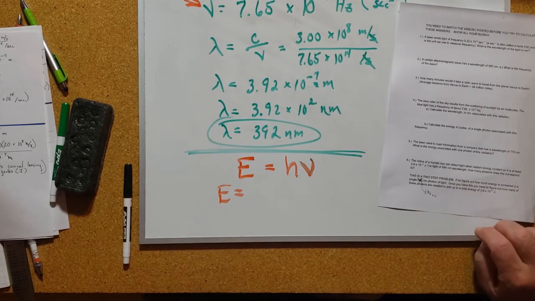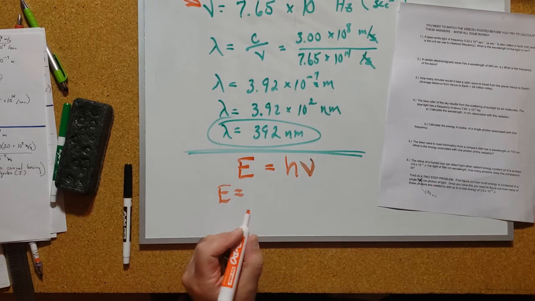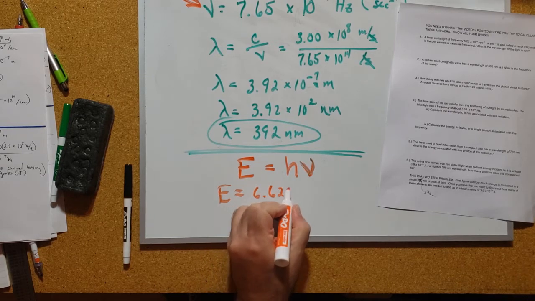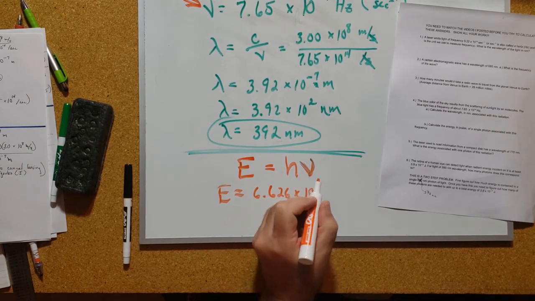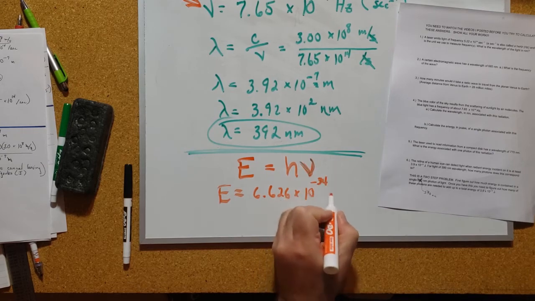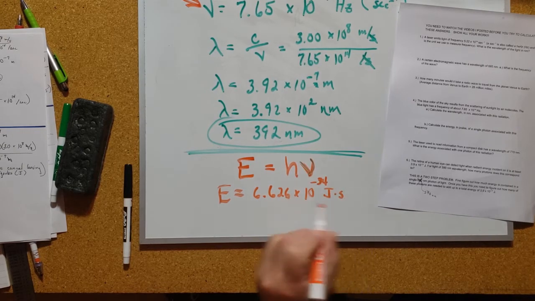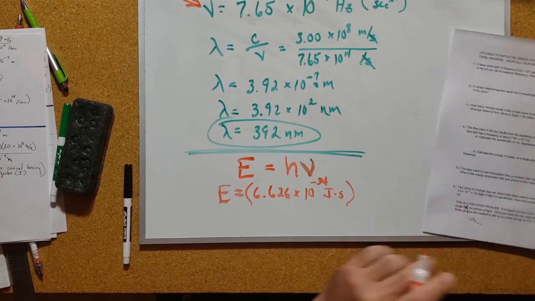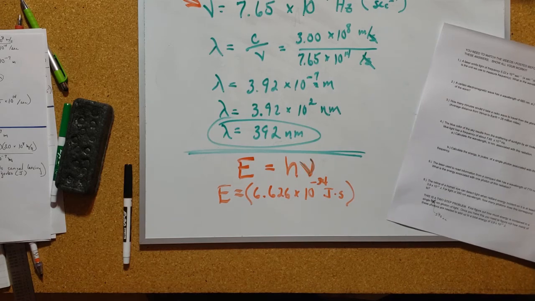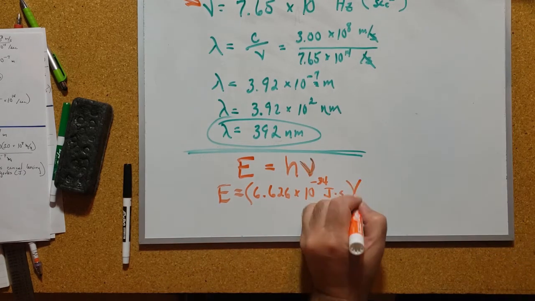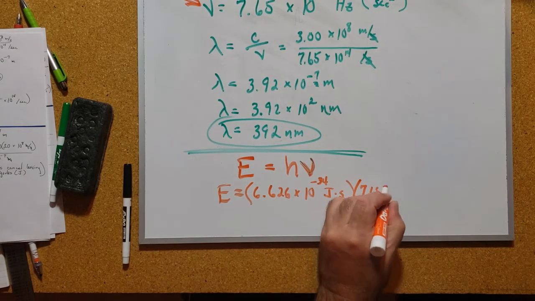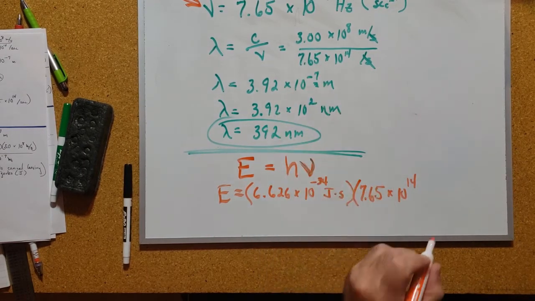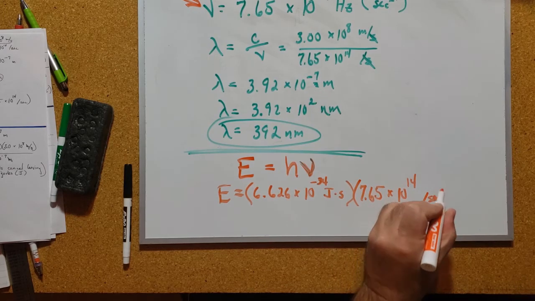E is equal to Planck's constant. Right? If you look up Planck's constant, it's 6.626 times 10 to the minus 34 joules times seconds. All right? Joules times seconds. And we're going to multiply that by the frequency, 7.65 times 10 to the 14th hertz, which is a per second.